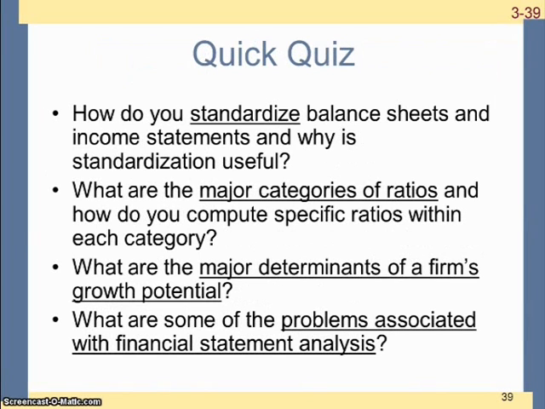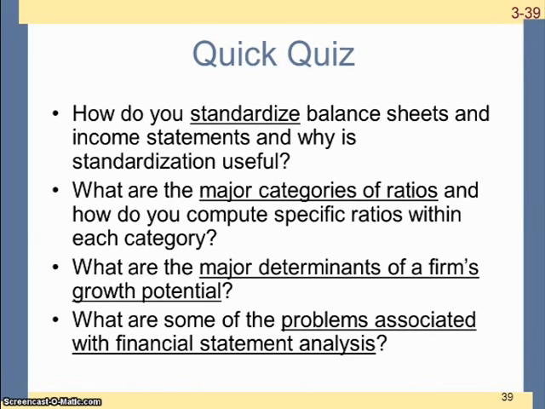Alright, we are now coming to the quick pass. Alright, first question, how do you standardize balance sheets and income statements, and why is standardization useful? You may get the answer from slide number 3. Next, what are the major categories of ratios and how do you compute specific ratios within each category? You may get all formulas on slide 18.